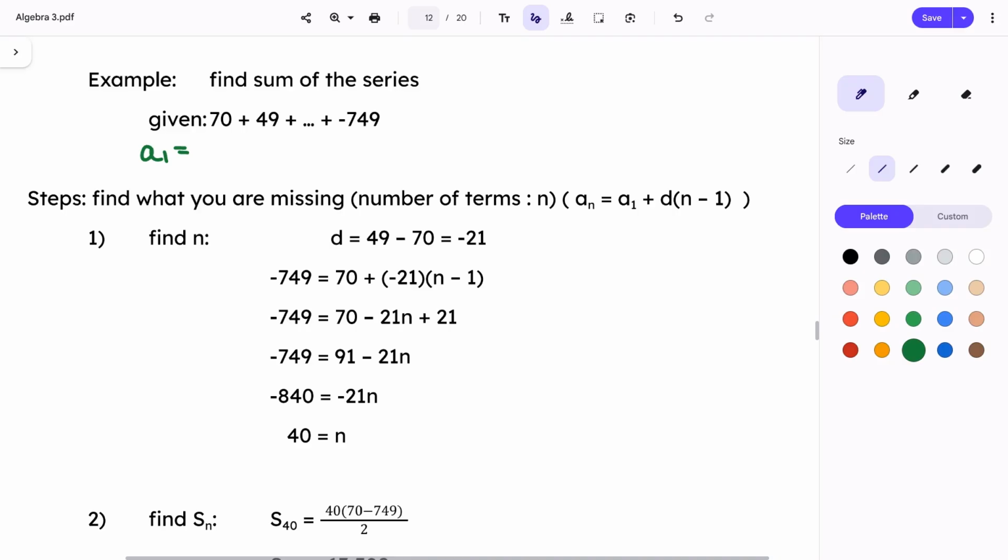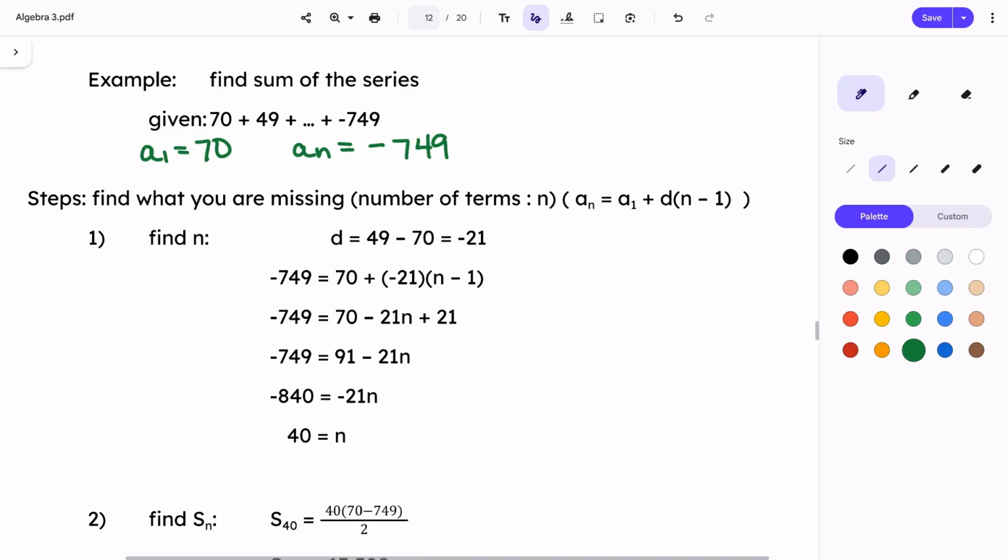70. What's the last term? Negative 749. Okay. I would need to know the number of terms here, which might take us a little more to think through. It's a little bit harder than just the 10 odd integers. How many terms would be between this?